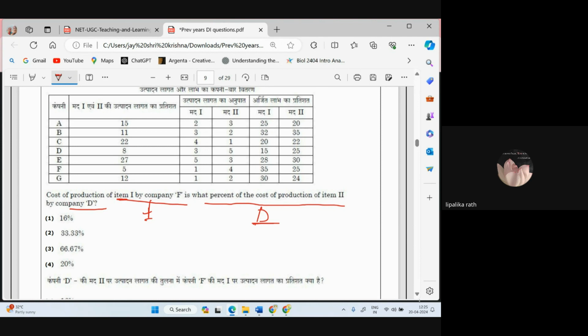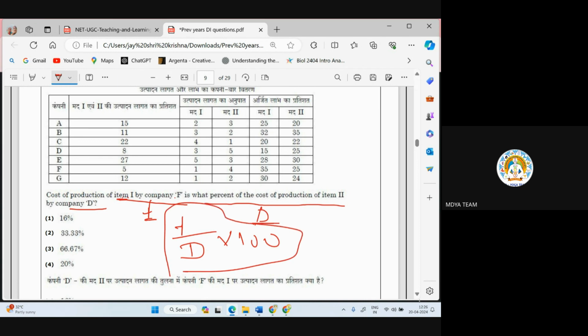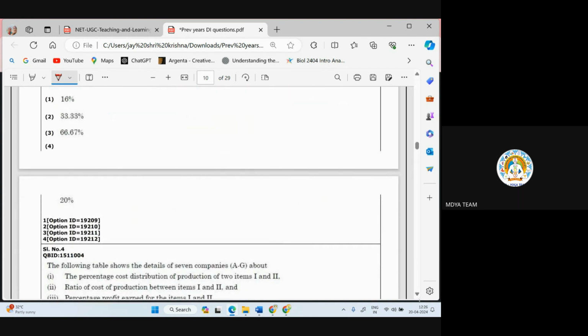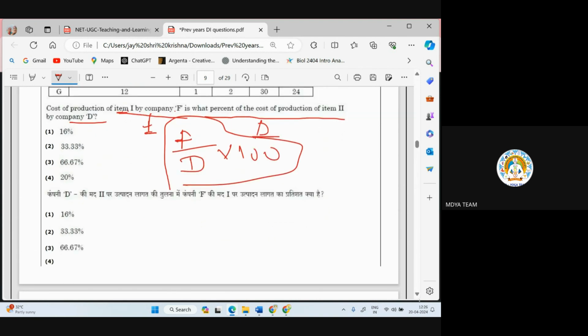Here the source of comparison is production of item 2 of company D. Very good. The source of comparison will always be in the denominator. So D is the denominator, and the numerator is item 1 by company F, multiplied by 100. By this you can calculate this. Very good. Everyone understood this? Any doubt in this question?